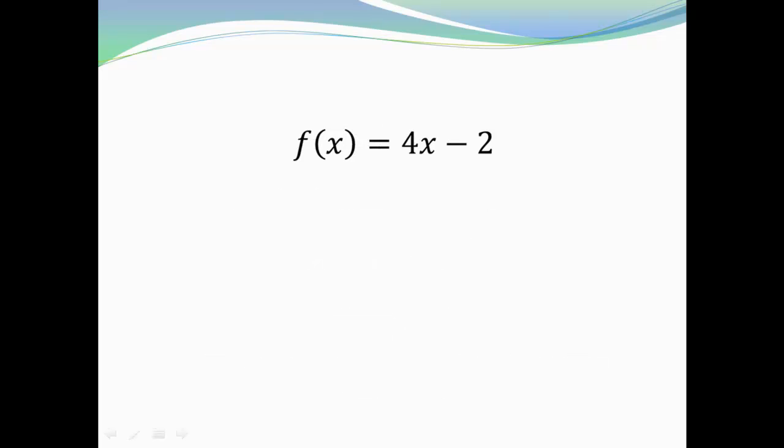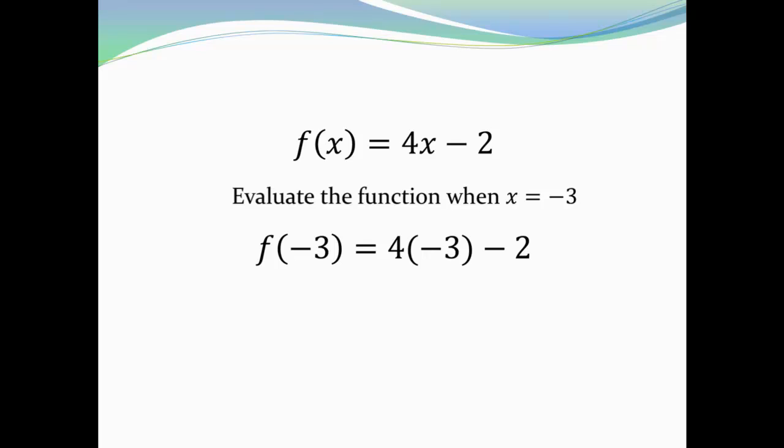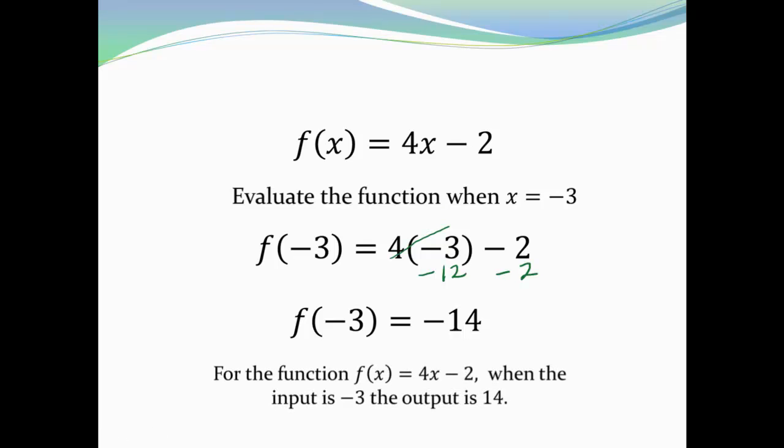Let's take a look at another function. Let's evaluate this when x is equal to negative 3. Again, we're showing that f of negative 3, that's our input, so we're going to substitute in negative 3 wherever we see an x. Then we know that 4 times negative 3 is negative 12, minus 2 would be negative 14. So this tells us for this function, when the input is negative 3, the output is going to be negative 14.